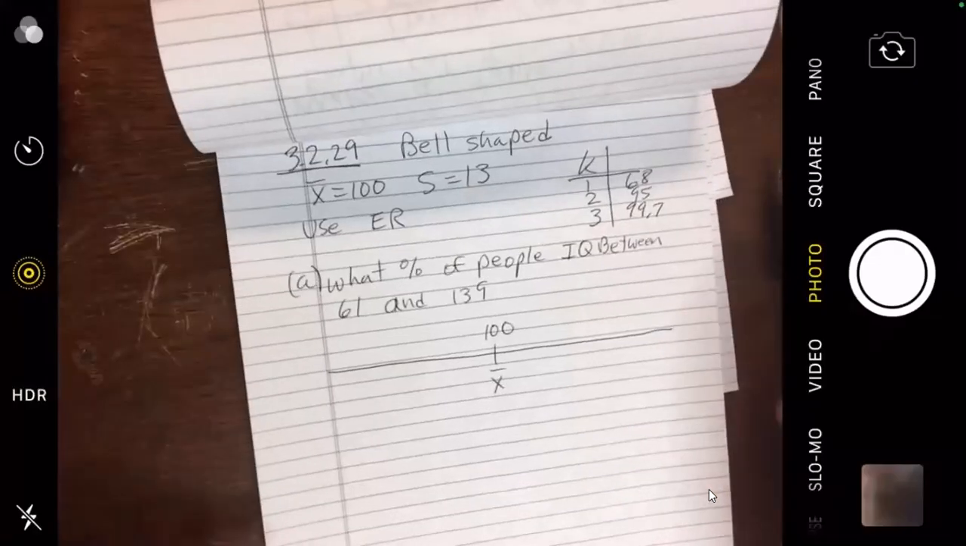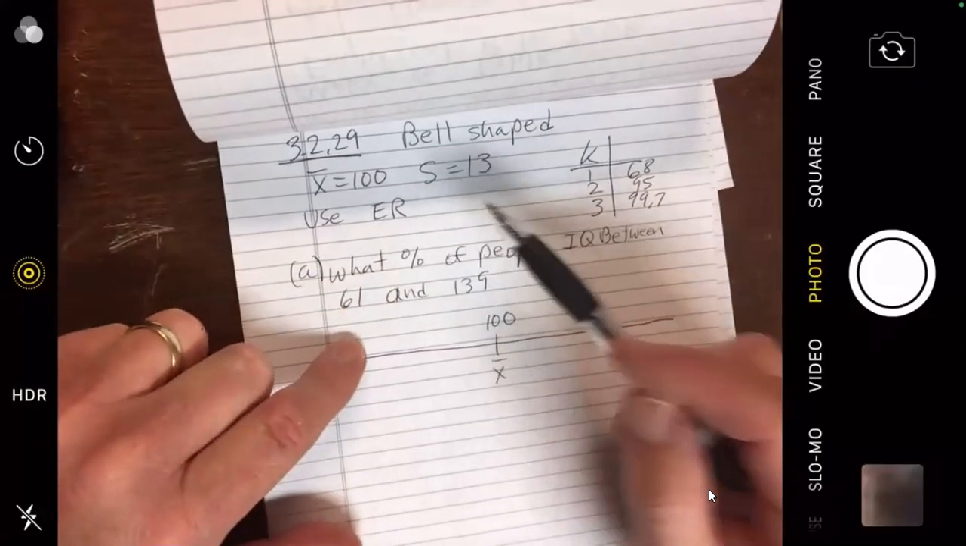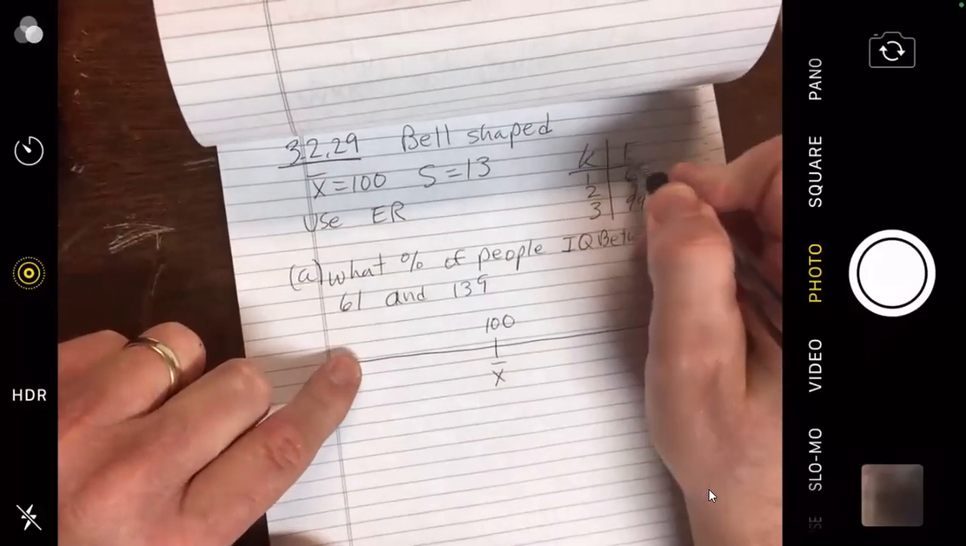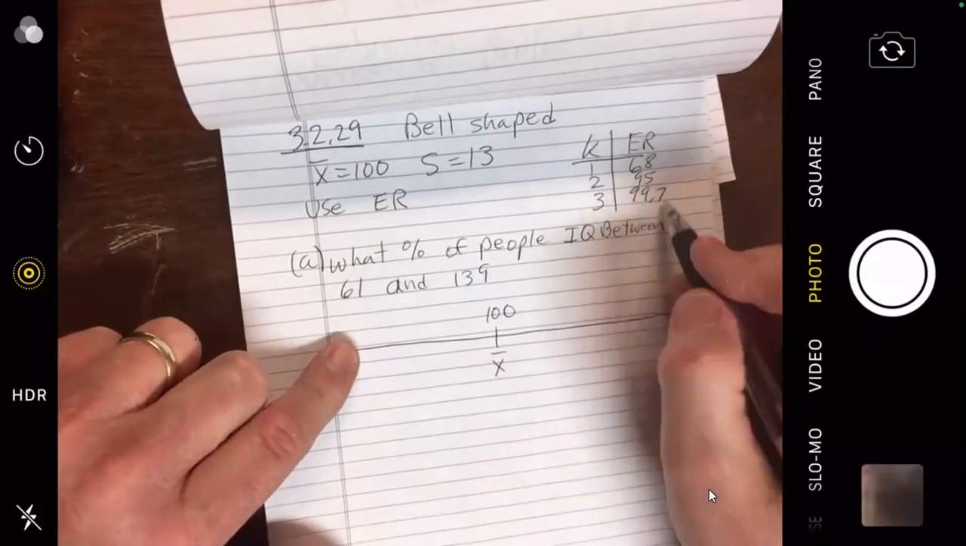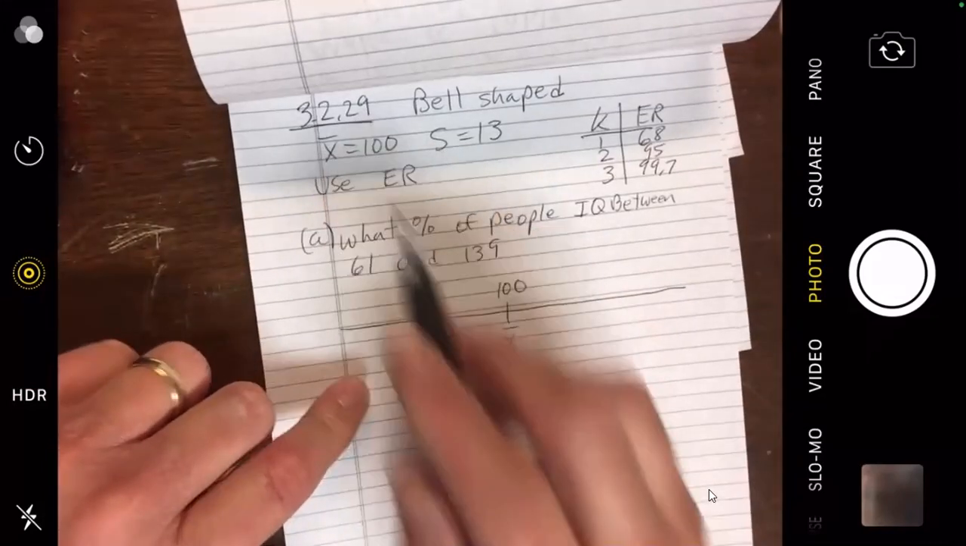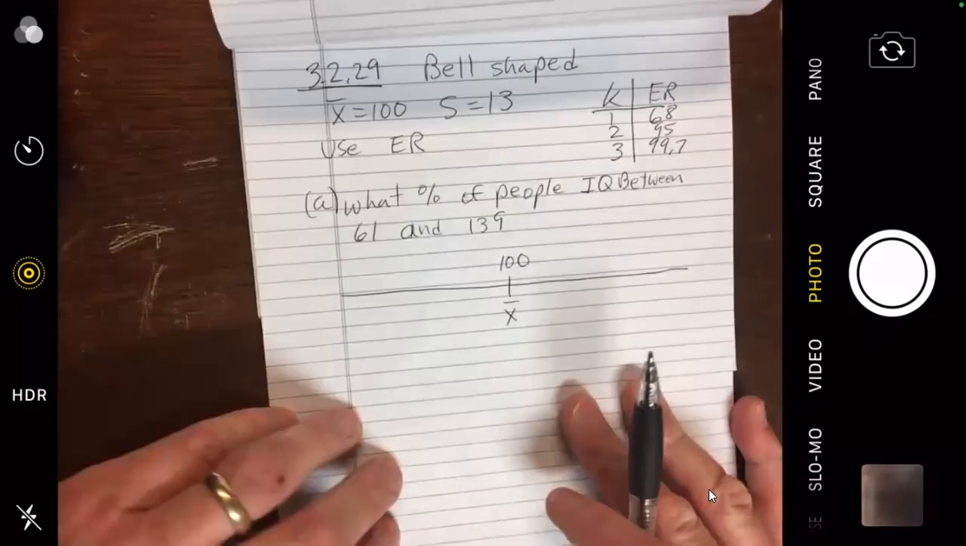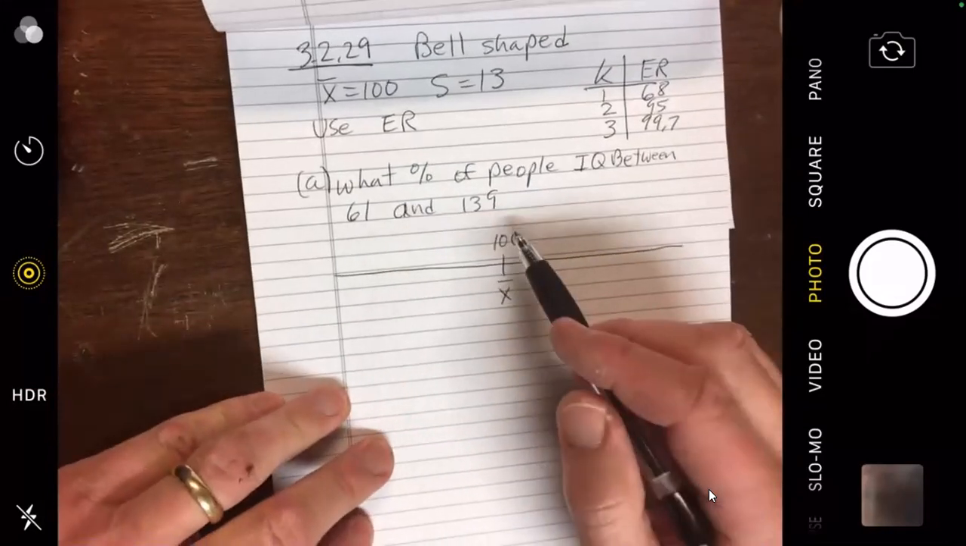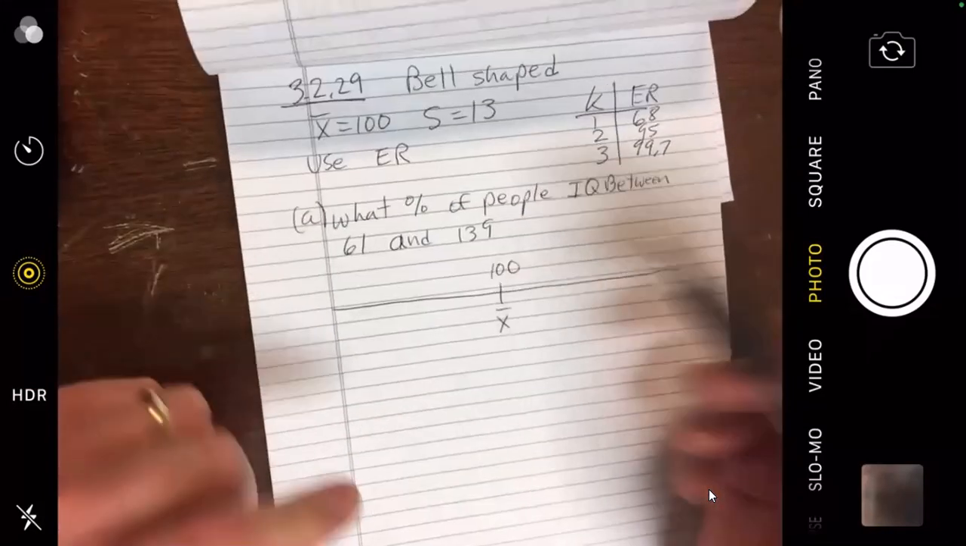Okay, here we are. So I've recopied it. They don't give you the table, empirical rule, so I wrote the table out, and this is the question they're asked in 3.2.29: between 61 and 139. I didn't get the other two parts. Maybe if you get this one, you'll get the rest of it.